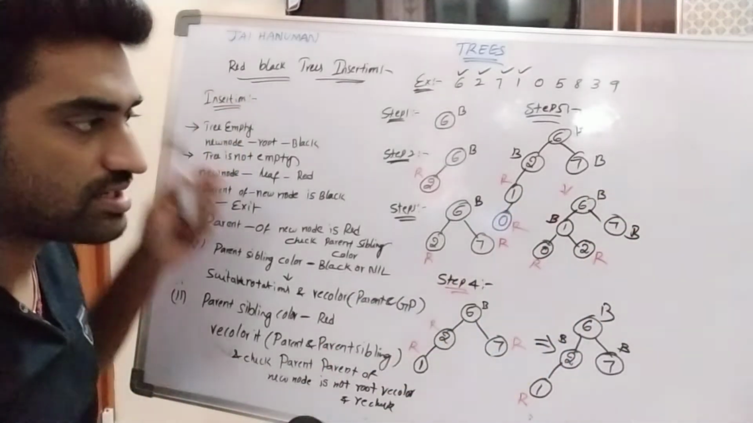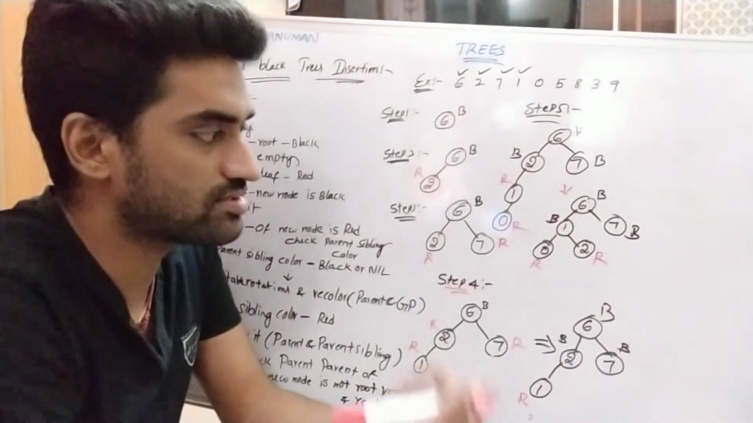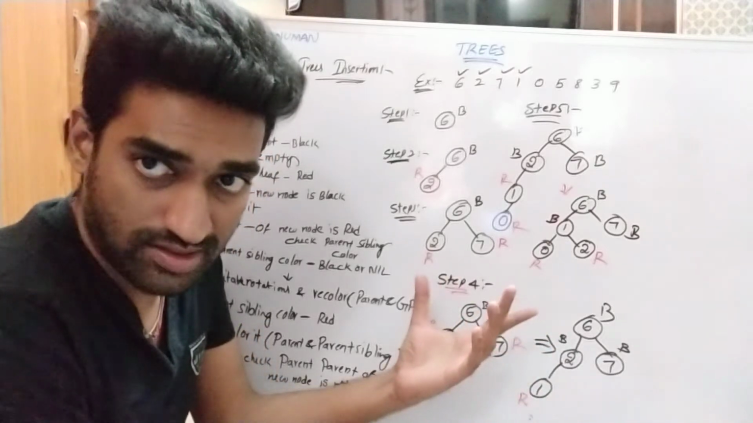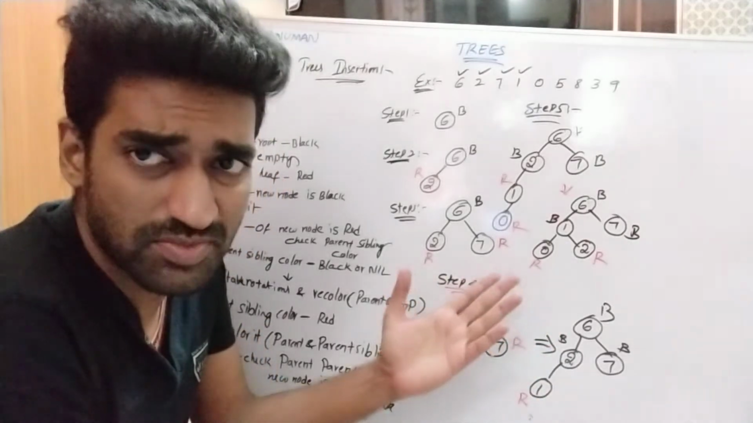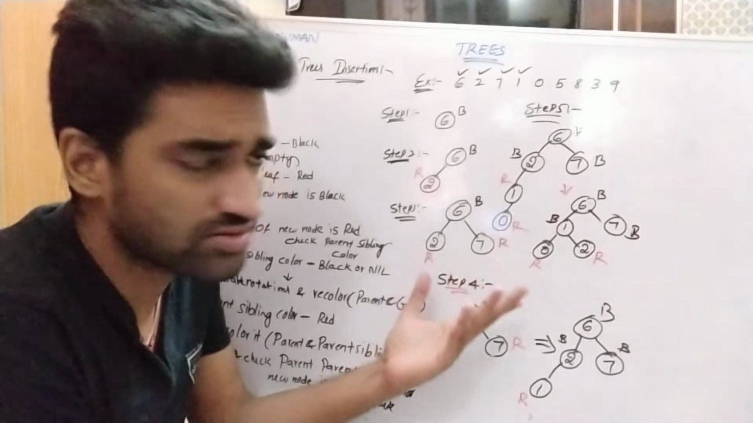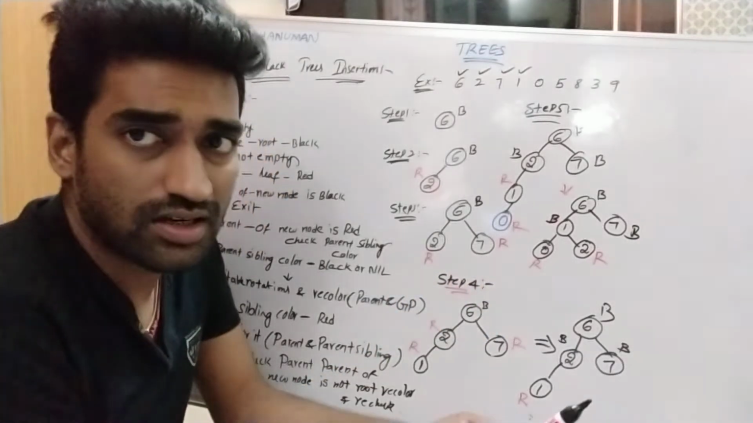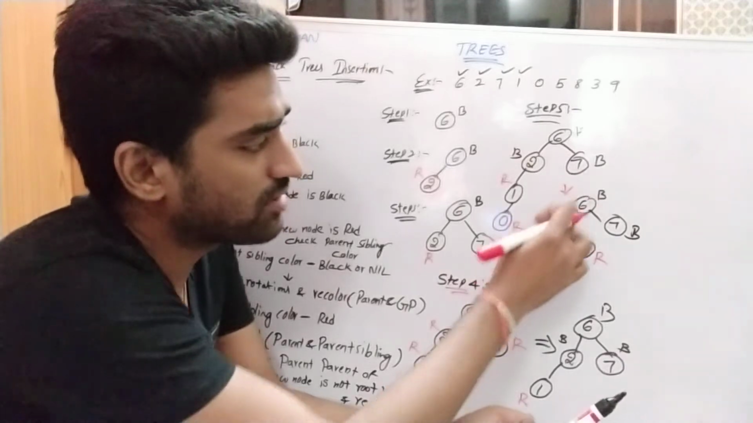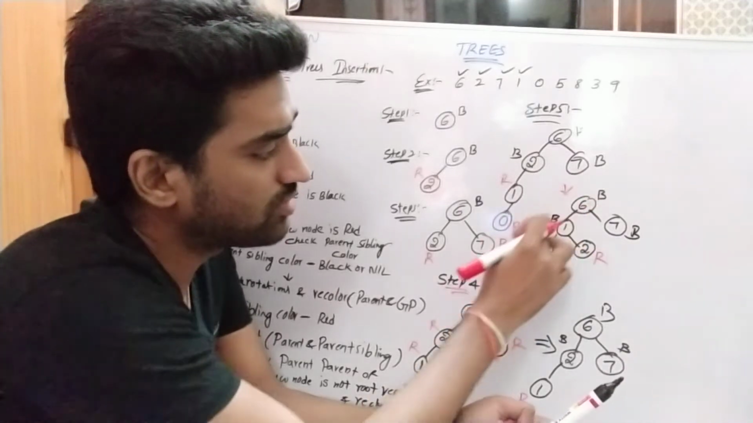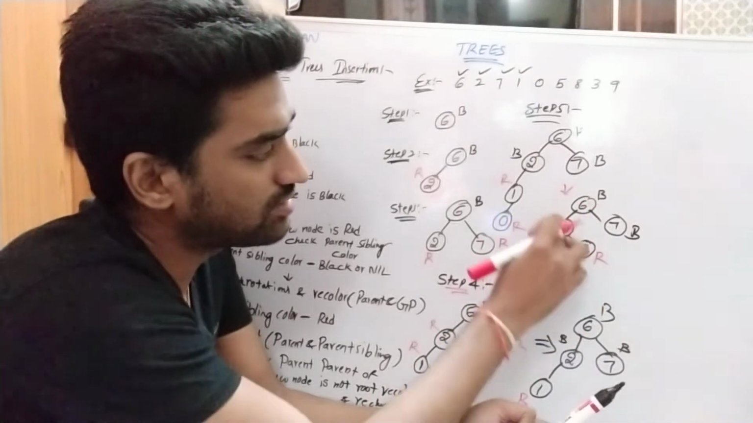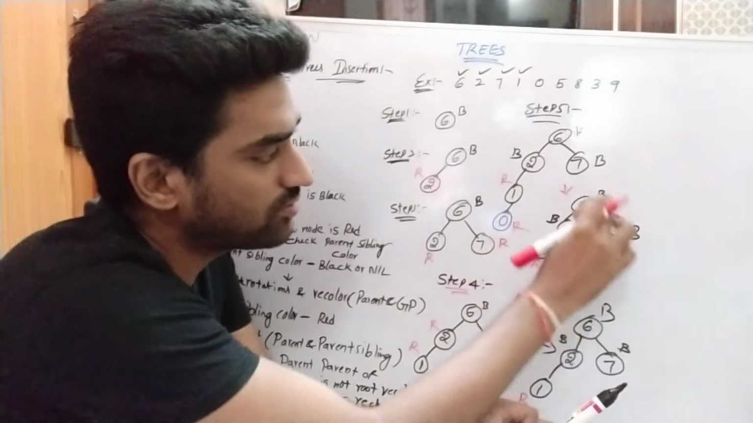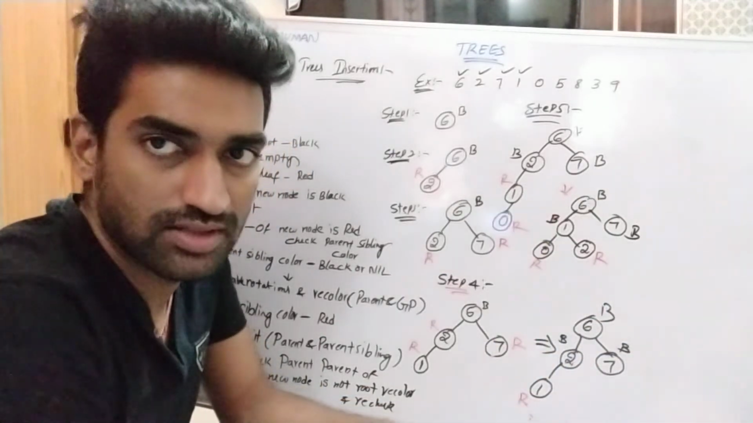Now check whether the tree is a red black tree or not. So this is a red black tree. There is no RR conflict. Each node follows the BST property. Root is always black. Each node is labeled with red or black, and each path from a root node to a nil node has the same number of black nodes. Now this is a red black tree, right?